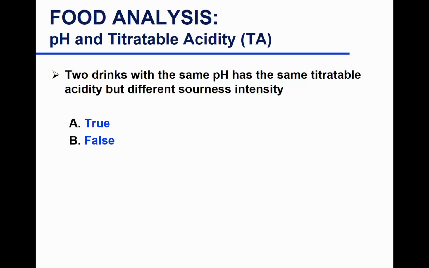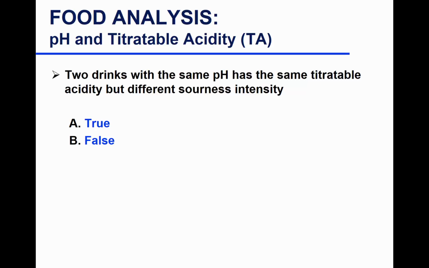The answer is false because Ben started right. pH has to do with the proton and OH minus. So the hydronium ion, which is water plus proton, and you have the hydroxide ion. Together they give you the concentration of each, they give you the pH. The titratable acidity is the concentration of all the acid in your sample, whether it's dissociated or non-dissociated. So it's not the same.